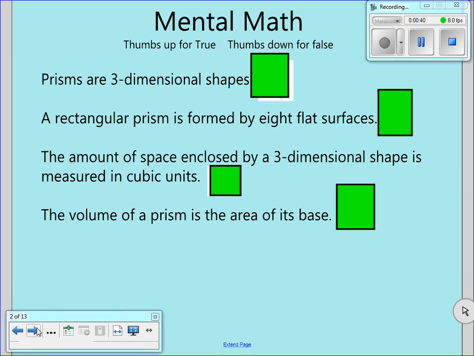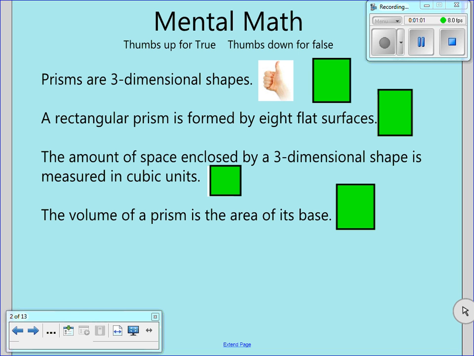Prisms, remember that, rectangular prisms, what we've been working with. They're three-dimensional shapes. If you had a thumbs up, you're correct. If you had a thumbs down, I want you to listen closely. We just got done working with those three-dimensional shapes, meaning they look 3D. So prisms are rectangular prisms that have a base and they have a height to it. A rectangle is just a 2D surface.